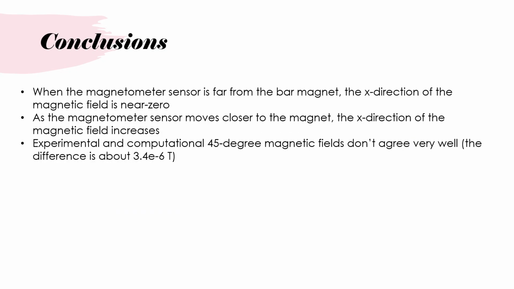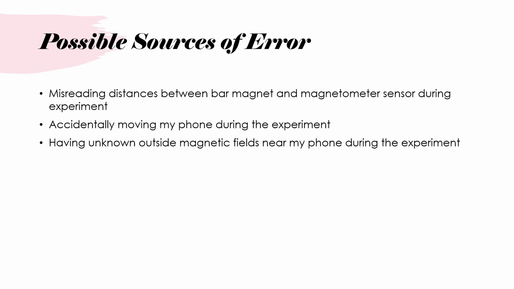The conclusions I made were that when the magnetometer sensor is far from the bar magnet, the x direction of the magnetic field is near 0, and then as the sensor moves closer, the x direction of the magnetic field increases. The experimental and computational 45-degree magnetic fields didn't agree very well. The difference was about 3.4 e to the -6 Tesla.